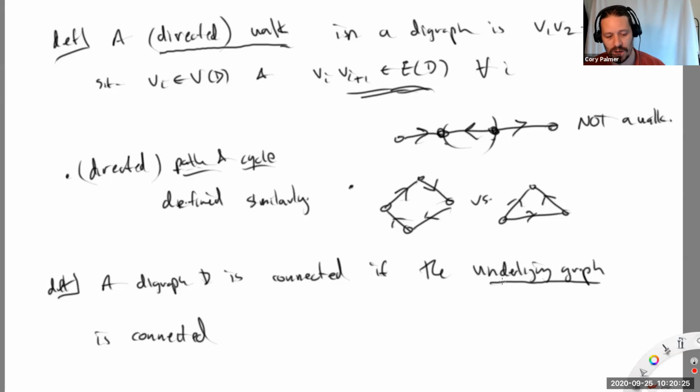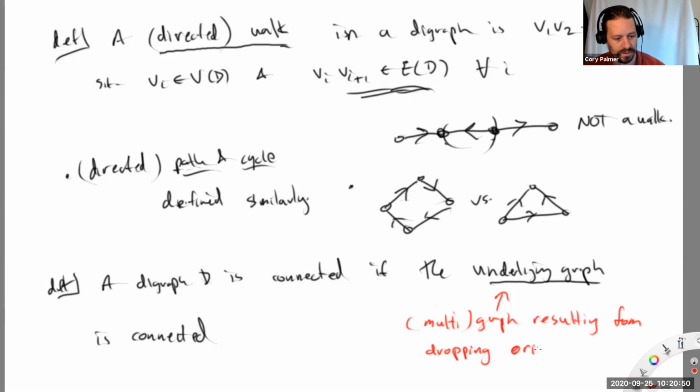We almost only ever talk about the underlying graph when talking about whether the digraph is connected or not. Here, okay. So this is the graph, I'll put in parentheses multi, since it can be a multigraph, resulting from dropping orientations.